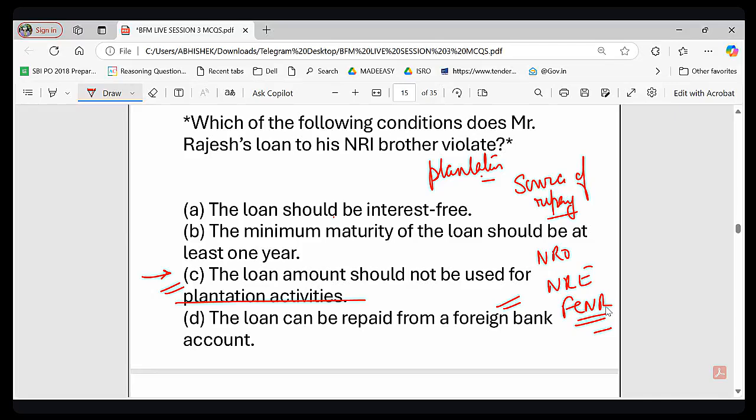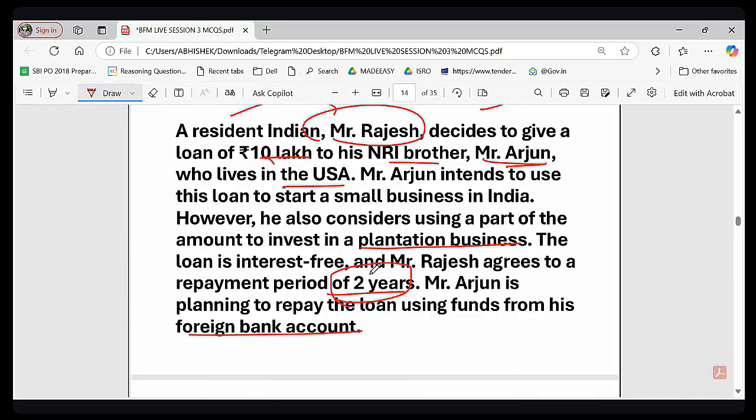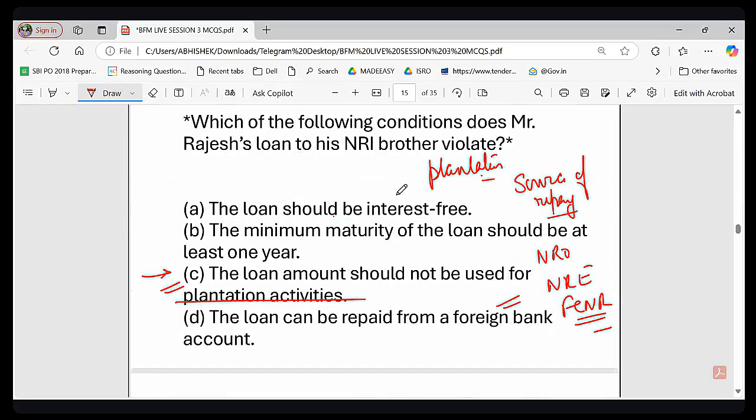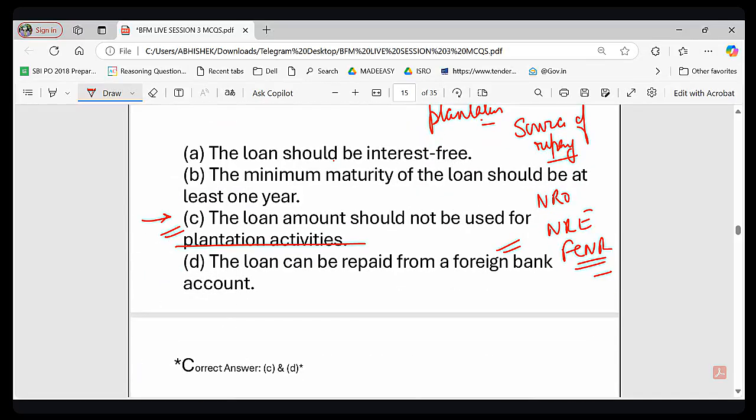Now, in this case, what is happening? Mr. Arjun planned to repay the loan using funds from his foreign bank account. It is clearly written. This is not allowed under the RBI rule. So the correct answer is options C and D. Both C and D violate the rule. I think Mr. Sudhanshu has answered it correctly. Okay, Sudhanshu has answered A and D. Shraddha, very good. Nice to see that your concept is quite clear. Options C and D are the correct answer.